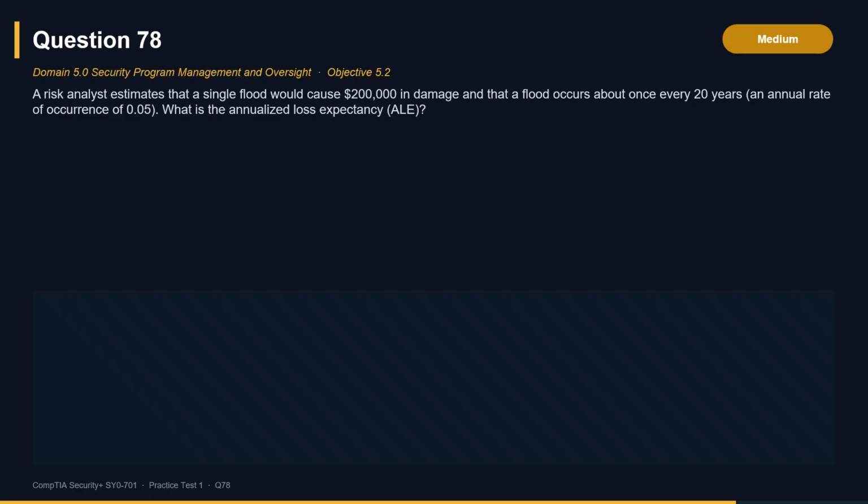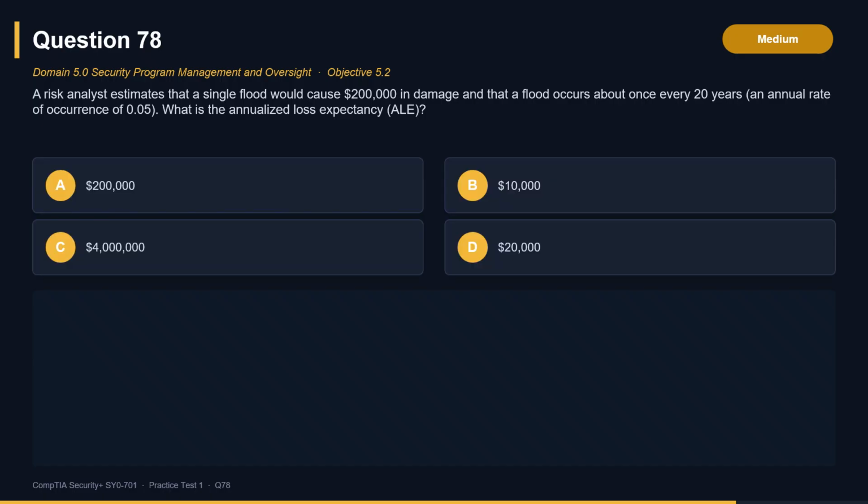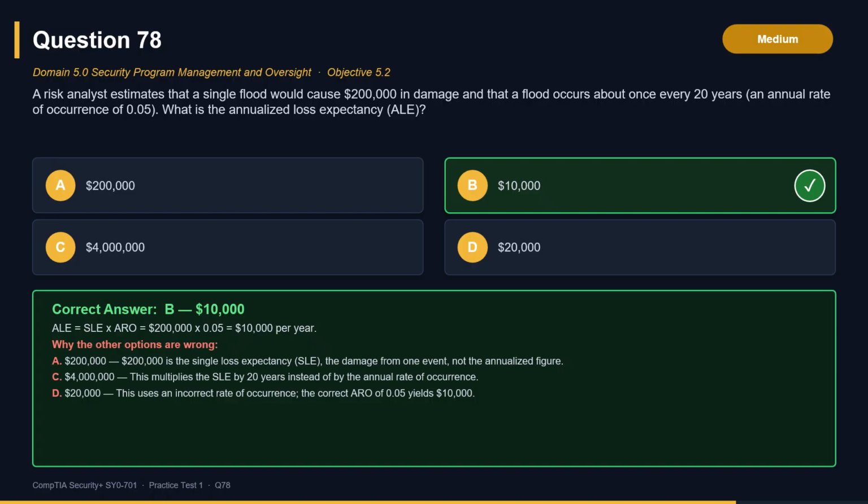Question 78. A risk analyst estimates that a single flood would cause $200,000 in damage, and that a flood occurs about once every 20 years, an annual rate of occurrence of 0.05. What is the annualized loss expectancy, or ALE? The correct answer is B, $10,000. ALE equals SLE times ARO, which equals $200,000 times 0.05, which equals $10,000 per year.